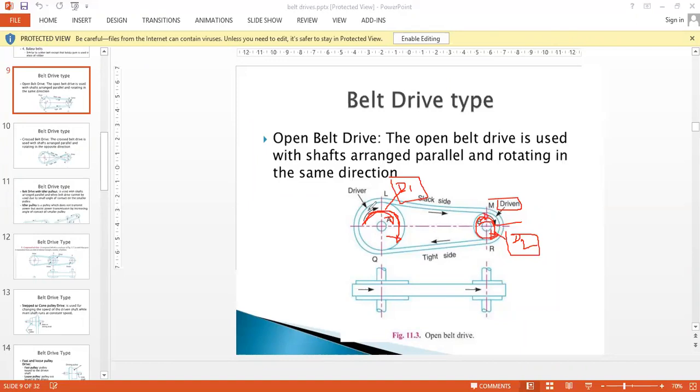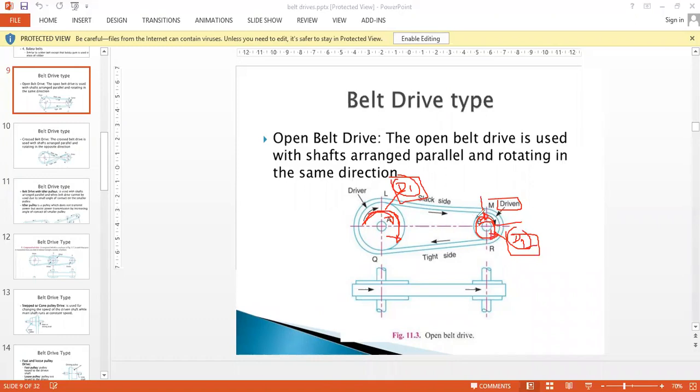So if this pulley makes one rotation, then since the diameter of the other pulley is smaller, it is going to make more than one rotation. It all depends upon the diameter D1 and D2 values, whether it's going to make a higher number of rotations or a lesser number of rotations.